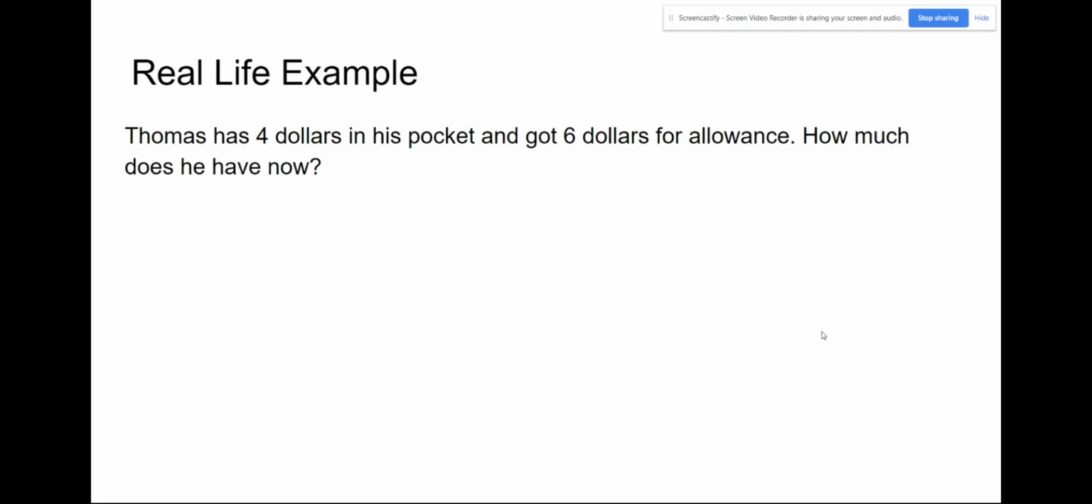Here is a time where you might need to know this math in real life and use this strategy. Here's a story about Thomas. Thomas has $4 in his pocket and got $6 for allowance. How much money does he have now? Well, before we get going trying to do the math, let's identify the important parts. You see any numbers? I see $4. Do you see any more? I see $6. Do the units match, dollars and dollars? They do. So that means we can add these together.